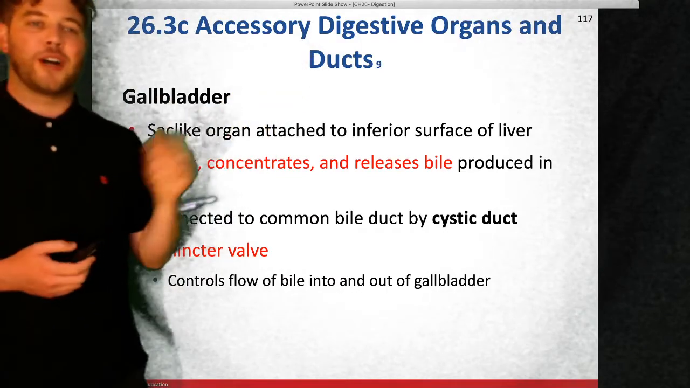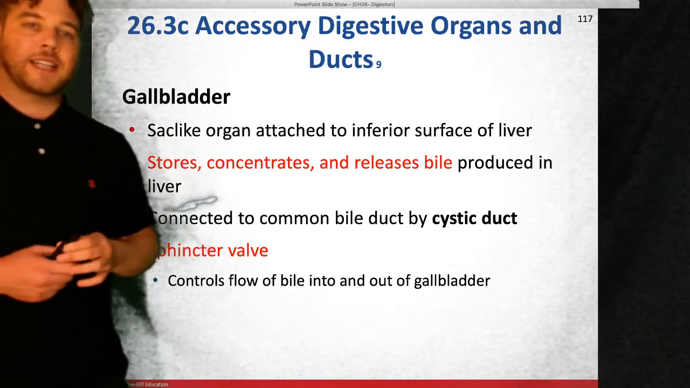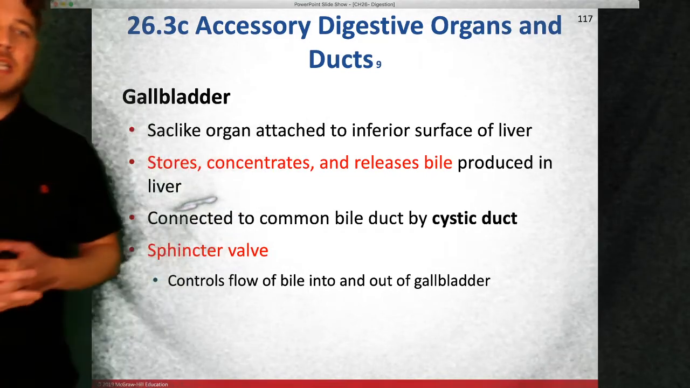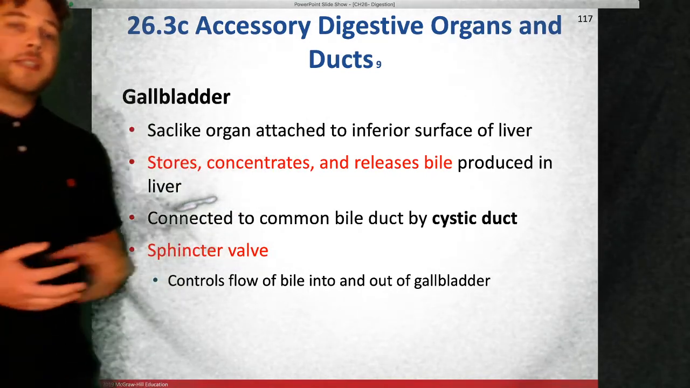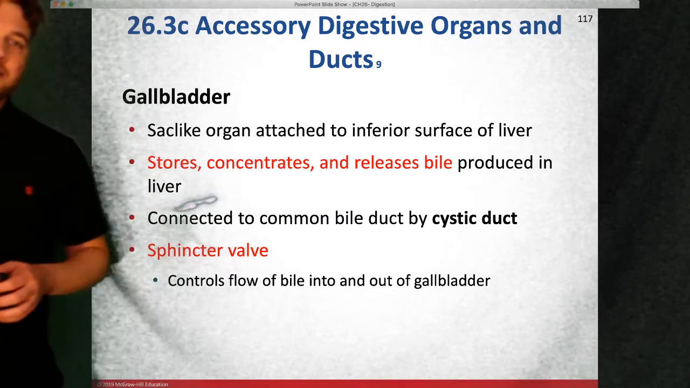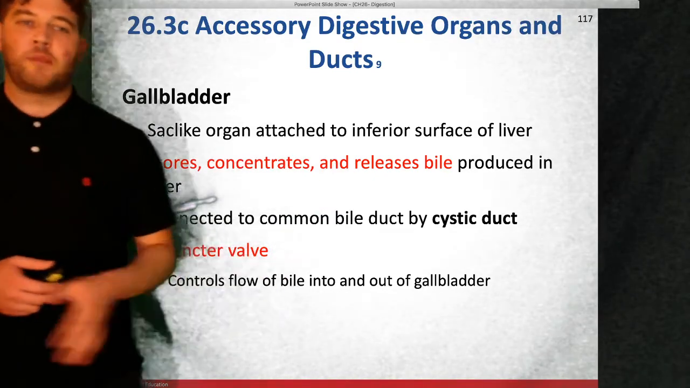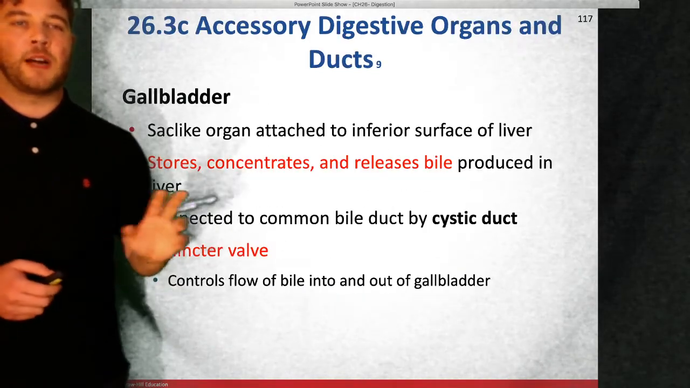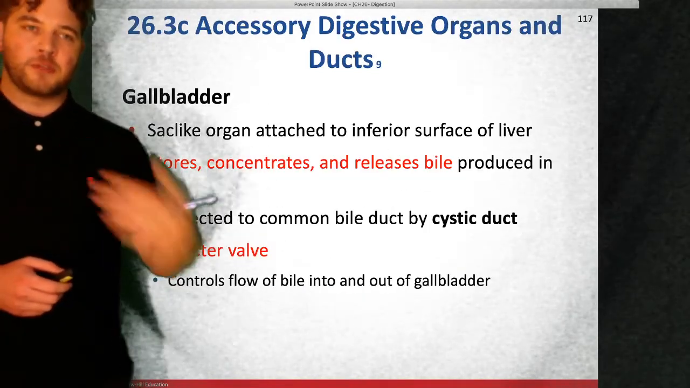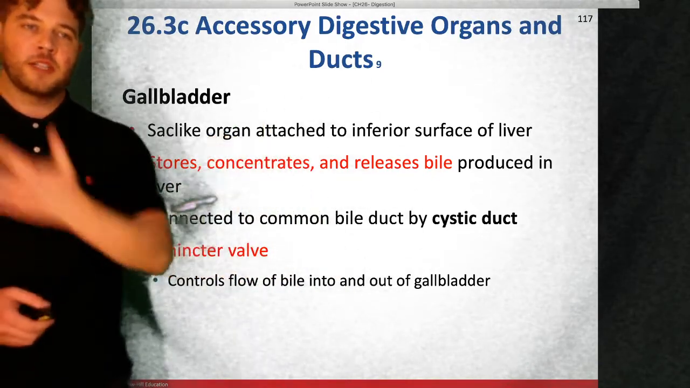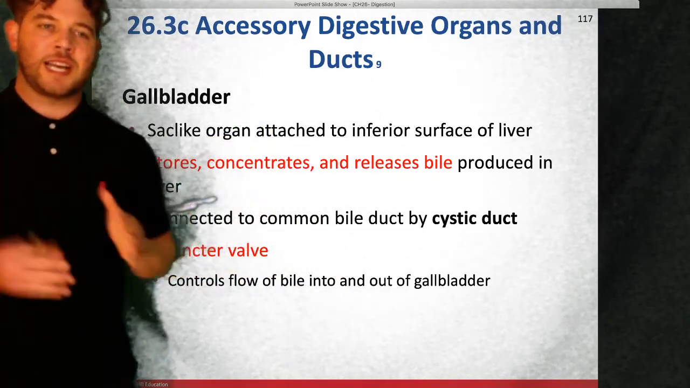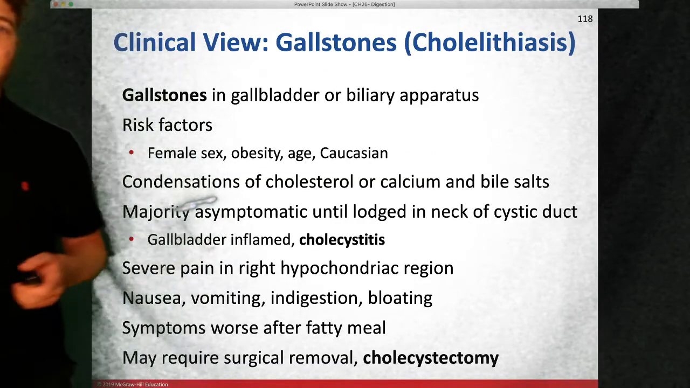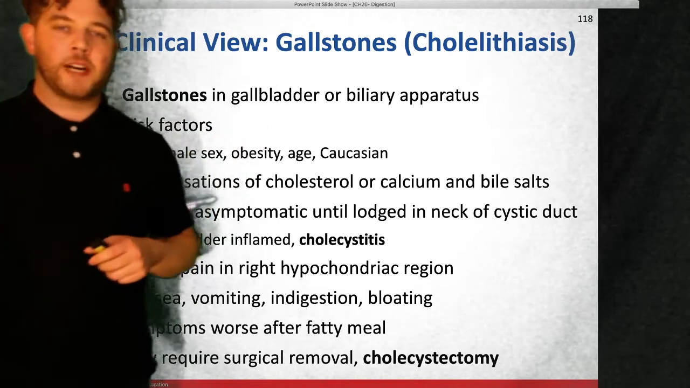So we did the liver, now the gallbladder just underneath it. The gallbladder is a sac-like organ attached to the inferior surface of the liver, storing, concentrating, and releasing bile that the liver produces. It's connected to the common bile duct by the cystic duct, and it has a sphincter valve that controls the flow of bile into and out of the gallbladder. So if you remember, we talked about in the lab how the liver can produce bile directly to the small intestine, or it can store it back up into the gallbladder. So it just has this kind of valve that will regulate and divert bile as it needs.